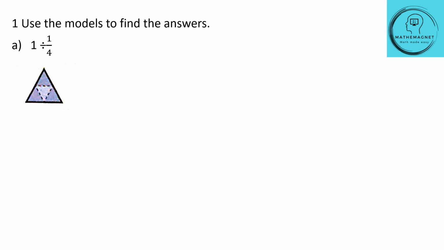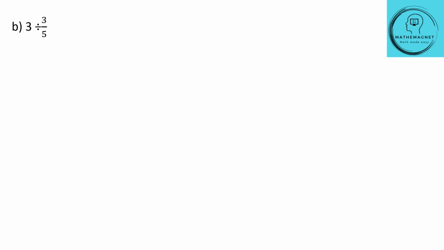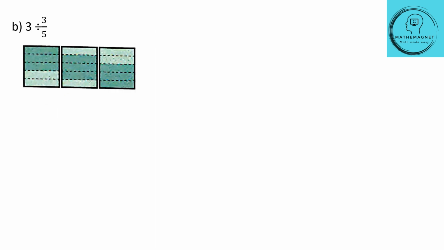So they've given us a triangle which is divided into 4 parts. They're asking us to divide this one triangle into 4. So it will become 1 divided by 1 by 4, which is equal to 1 into 4 by 1. So that is equal to 4. So basically you are having 4 parts. That's your final answer.